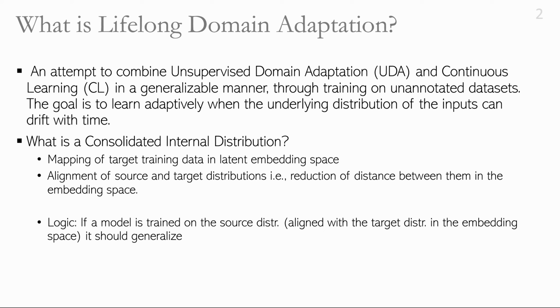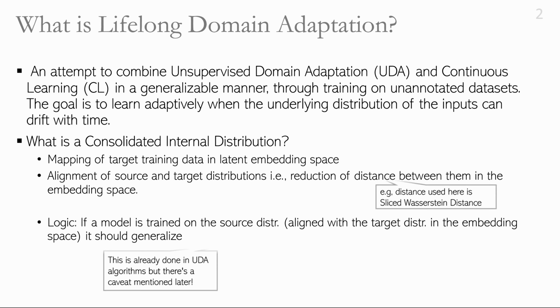What is a consolidated internal distribution? It is the mapping of target training data in a latent embedding space. So the source and target distributions are aligned in that embedding space. And this is done in this problem through a Wasserstein distance, a sliced Wasserstein distance. The logic behind this is that if you train a model on the source distribution, which is aligned with the target distribution in the embedding space, then it should generalize. This is already done in UDA algorithms, but there's a caveat which we will mention later.